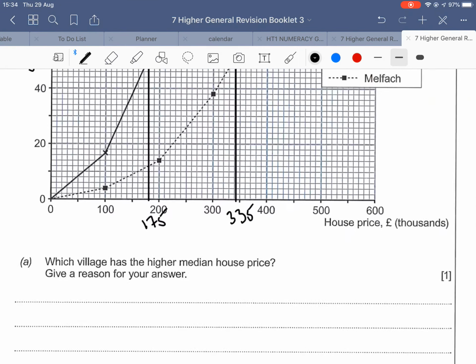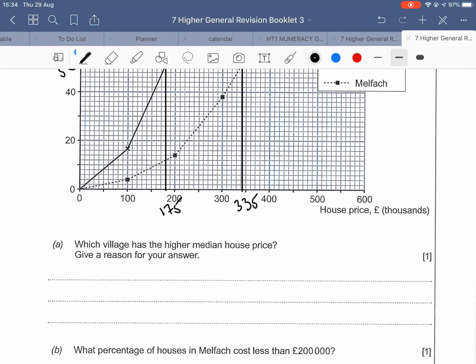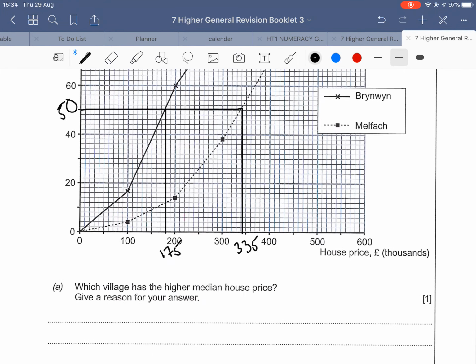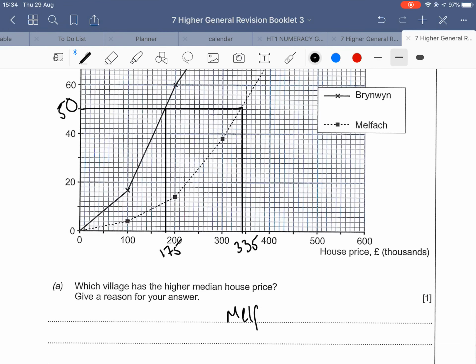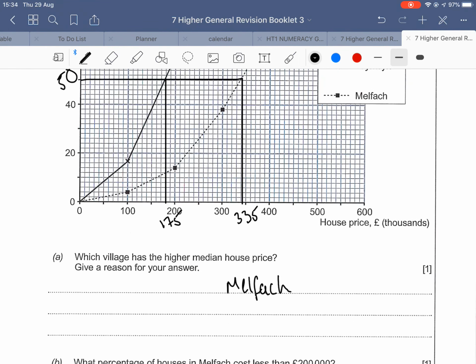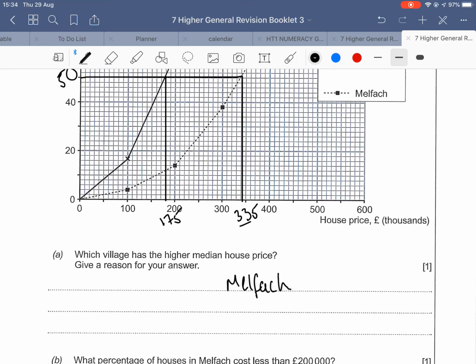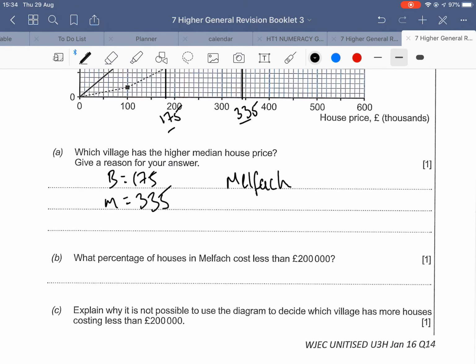Which village had the higher median house price? I could work it out. I can't be bothered. Which village had the higher median house price? Well, what's that one? The dotted one is Melfac. Give a reason for your answer. Well, there's my reason right there. So, we put Bryn is 175, Mel is 335. What percentage of the houses in Melfac cost less than 200,000?